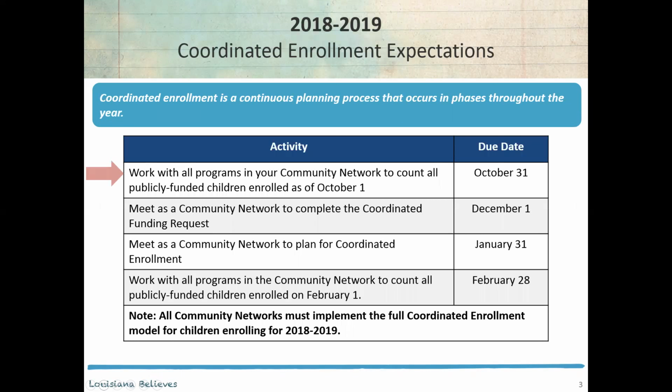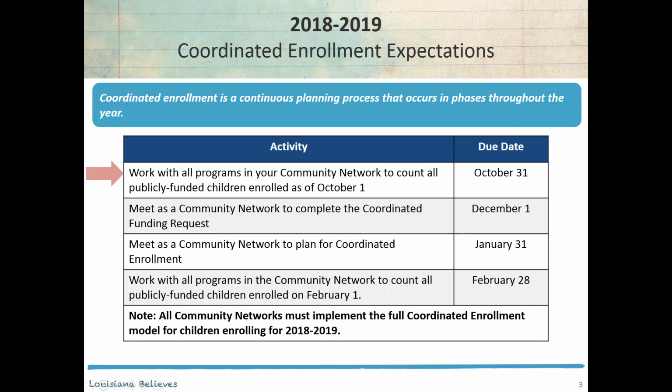So just as an overview and a reminder, as established in Bulletin 140, community networks and program partner sites are required to submit specific information for coordinated enrollment and the coordinated funding request. In order for the department to evaluate funding requests based on local enrollment, lead agencies are required to count all at-risk publicly funded children enrolled in their sites as of October 1. This is due to the department in your FTP folder on October 31st.